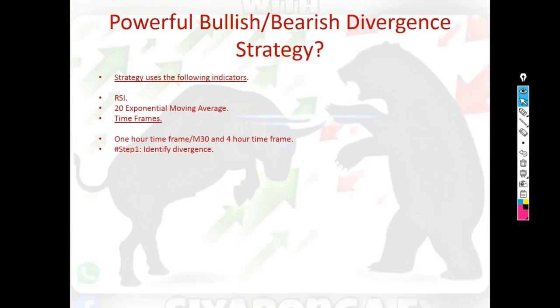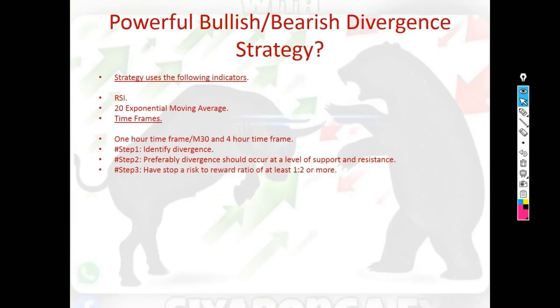Step 1, identify divergence. Step 2, preferably divergence should occur at a level of support and resistance. Remember, if you don't know what is support and resistance, or how to identify support and resistance, I have made a video concerning support and resistance, and I will link it up at the top right corner. Make sure you click that link now and go and watch that video about support and resistance.